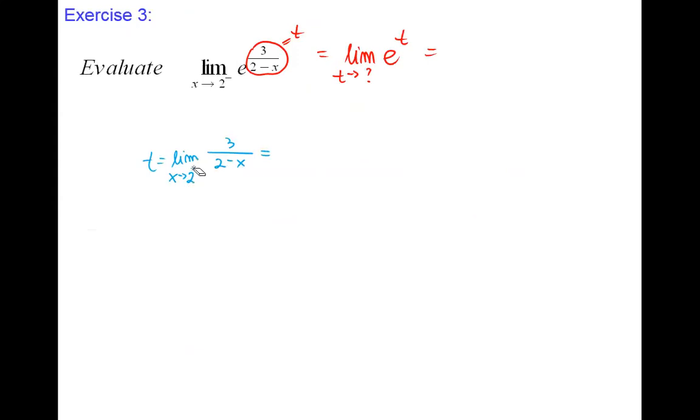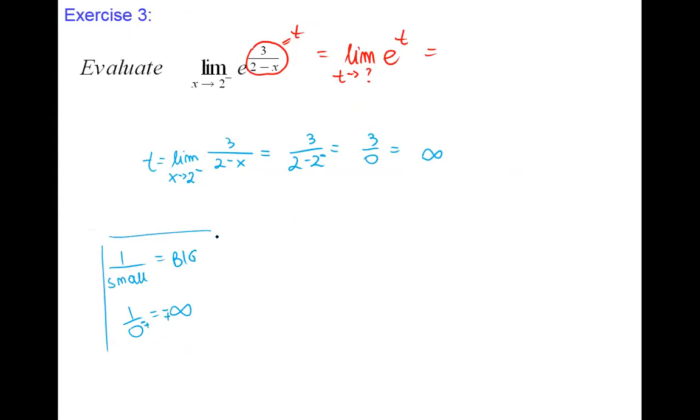X is 2, but not really 2. 2 from the left. That means if I put 2, this is from the left, I will have 3 over 0. A number over a small number, of course, is a big number. Yes, that's another informal rule. 1 over small is big, which means 1 over 0 is infinity. This could be from the left or from the right, which will affect positive or negative infinity. That's actually what we have to test. Again, this is extremely informal calculation.